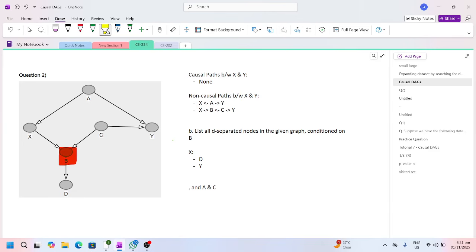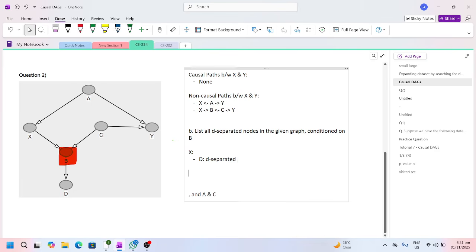Next you have X and D. Between X and D, this was one path where B was a mediator. Now you blocked B, so you blocked this path. The other path was also passing through B. So essentially now all paths are blocked between X and D. They are going to be d-separated now. What about X and Y? Between X and Y there still exists a path that passes through A, so they're not d-separated.